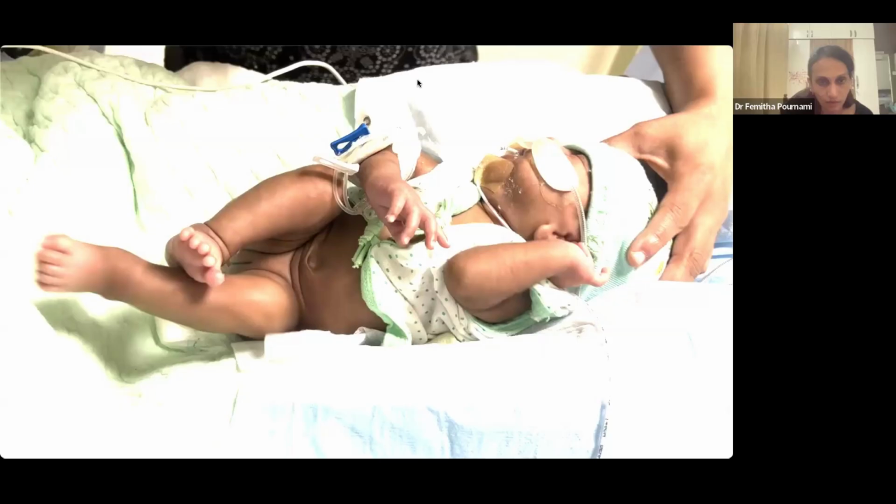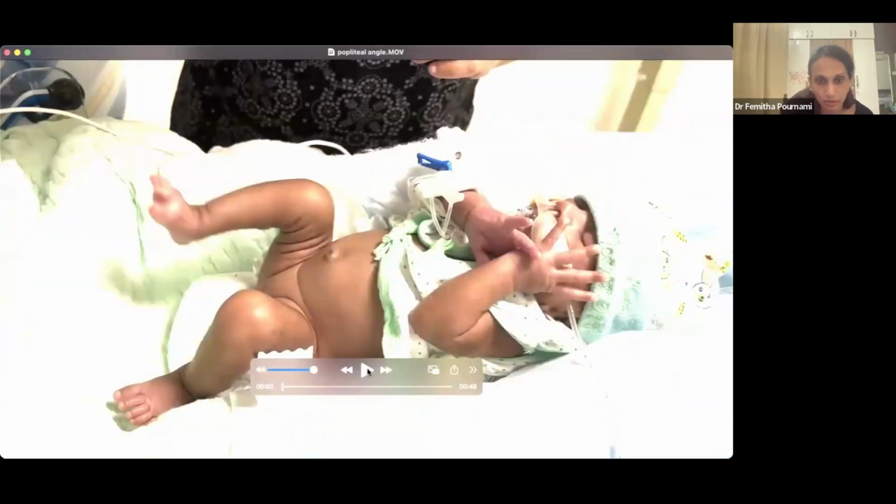Now, you would notice by this time that we have undressed the baby. So posture you can see before undressing the baby, and then you can undress the baby. You look at the posture again once you have undressed the baby. This is popliteal angle.